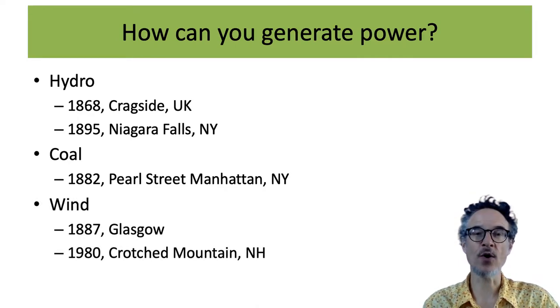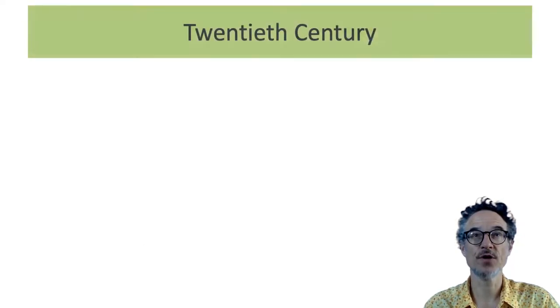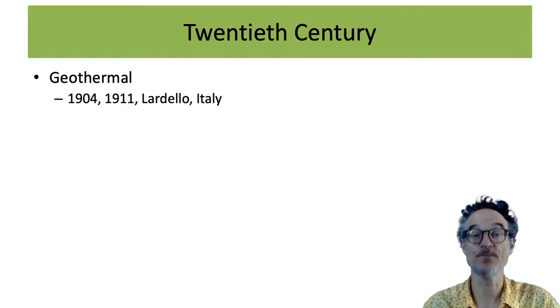And wind power also is quite old. So in 1887, a wind generator was made, again in Scotland. The first large scale wind farm was made in 1980 in New Hampshire, in New England. More recently, geothermal, getting heat from the ground in Italy, was first tried in 1904, and a few years later was made on a larger scale.